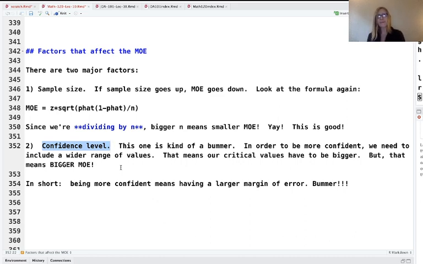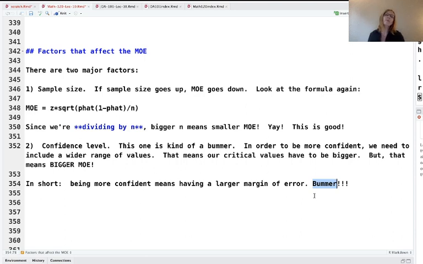Now that's a bummer though, because that means if there's a bigger confidence level, our interval has to get wider too. Bigger confidence means bigger margin of error, and that is definitely a bummer. This is one where we kind of lose out, but it's the price we pay. If we want to make sure that we've captured the true population parameter inside of this confidence interval that we made, we got to make that thing wider. No other way about it.